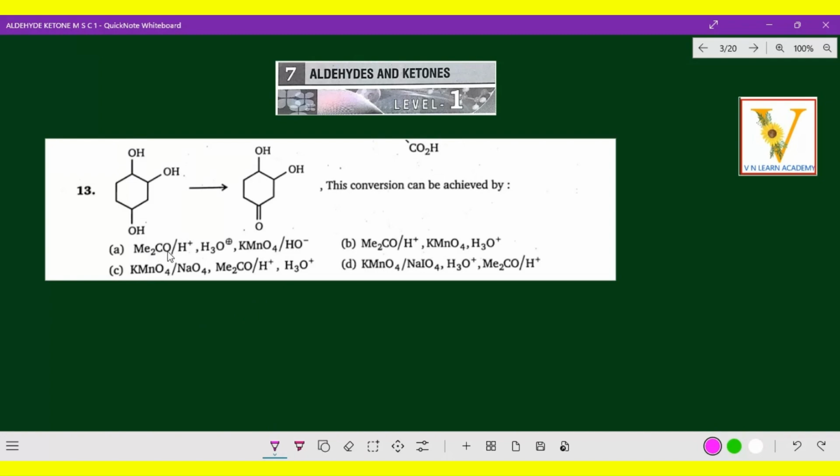See, Me2CO. So this is actually a keto group, Me, C double bond O, Me. So this is the keto group, and H3O plus is acid hydrolysis, KMnO4 is an oxidation process, and OH minus. All of these are actually a combined reaction, one upon the other. What is the product? So this is the product we are getting. So which reactant should we give to get this product? That is the question. Okay, come on, let us check with this.